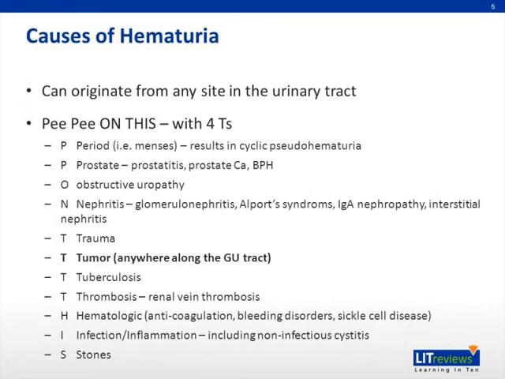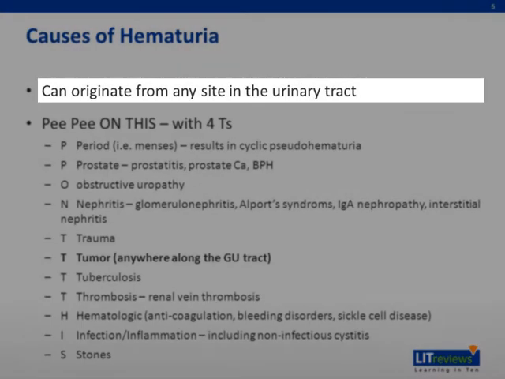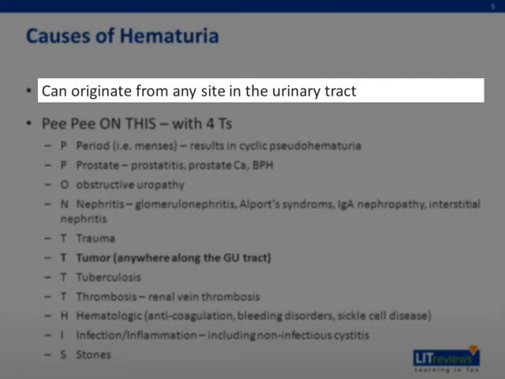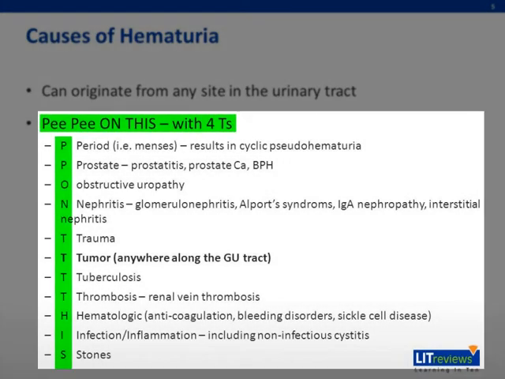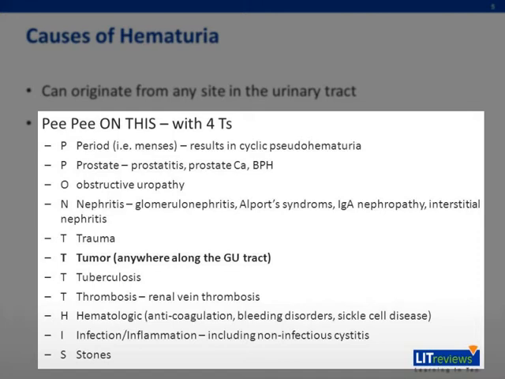There are several etiologies of hematuria. The source of blood can originate from the kidneys, ureters, bladder, prostate in men, and urethra, essentially anywhere along the genitourinary tract. The following acronym can help with remembering common etiologies for hematuria. A full workup helps us determine the etiology, especially if it is a tumor.